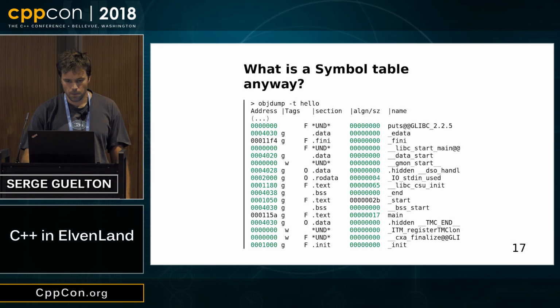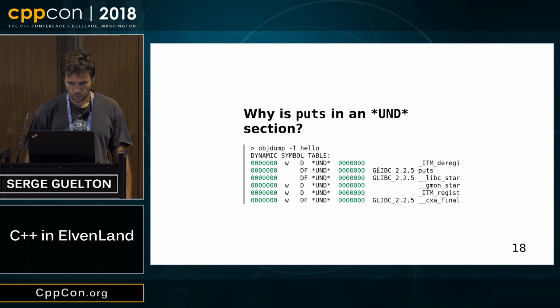Some of them are undefined, which means we need this symbol, but we don't know where it is. That's the case for puts, because it's in the libc. Sometimes it's in the code, in the text section, that's for main. And there are plenty of other sections. We are going to go through some of them, not all of them, and I would not be able to explain every symbol here anyway. So this UND, puts is undefined because it's in the dynamic symbol table.